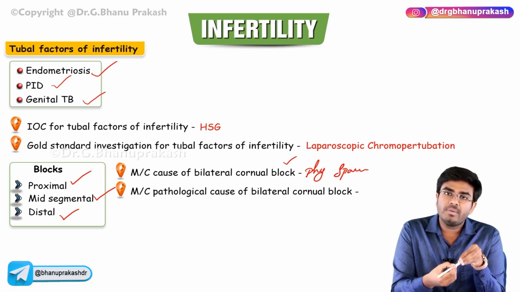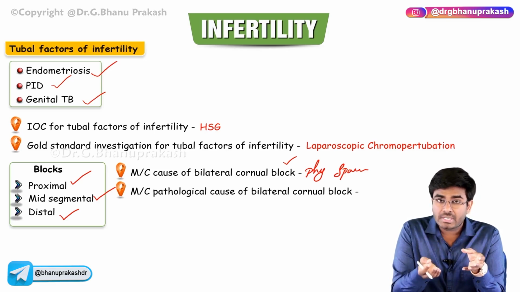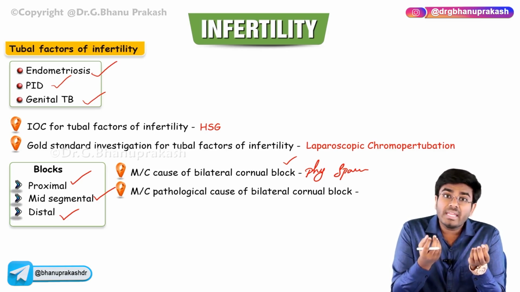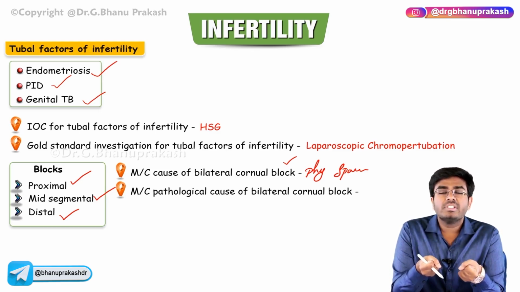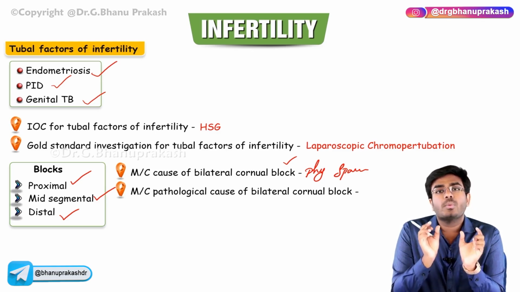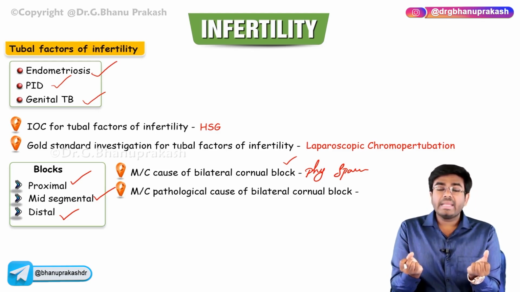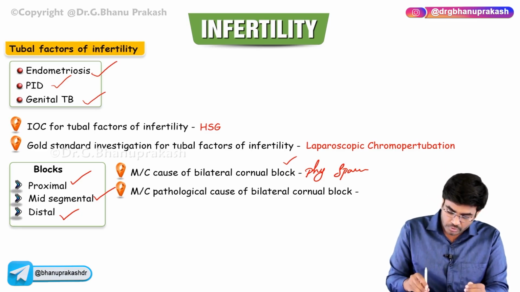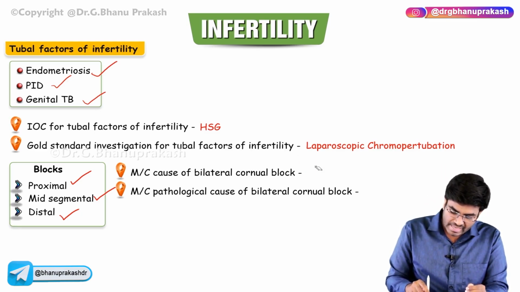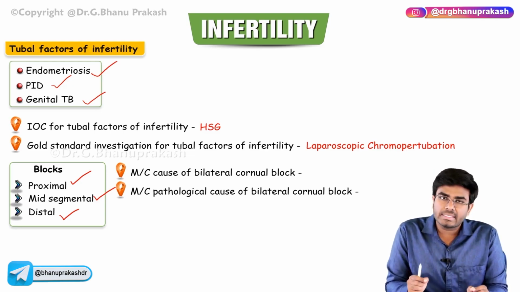The moment you keep this cannula inside the uterus, because of the irritation, and because of the irritation from the dye also, there can be physiological spasm of the cornua of the uterus. So this is something physiological. So the most common cause for bilateral cornual block is physiological spasm. Why? Because we know the cornua of the uterus acts like a sphincter.